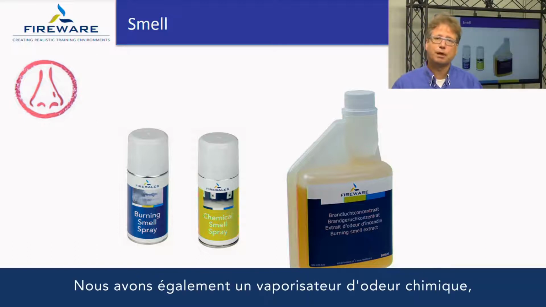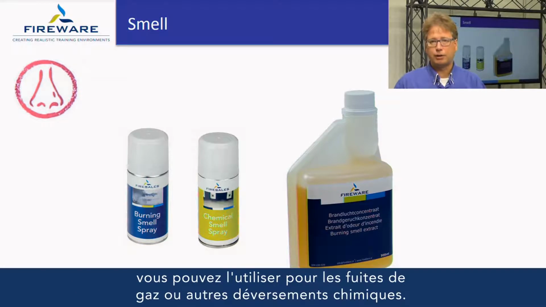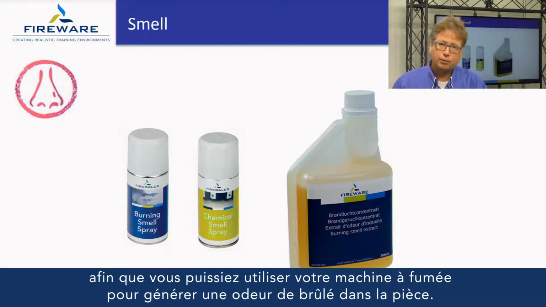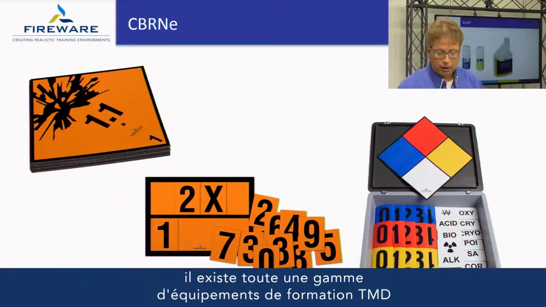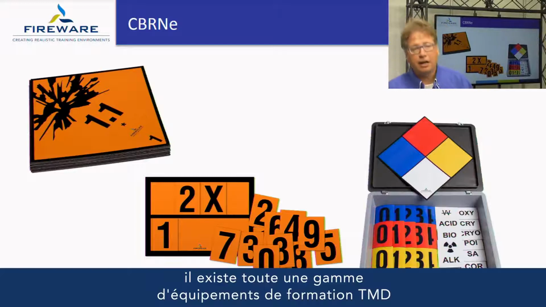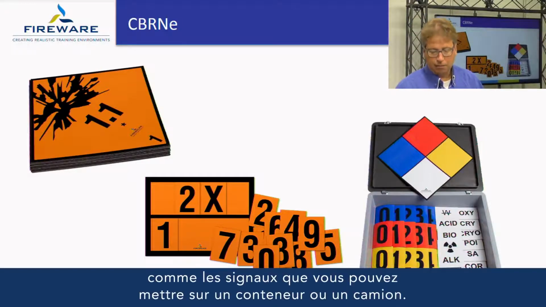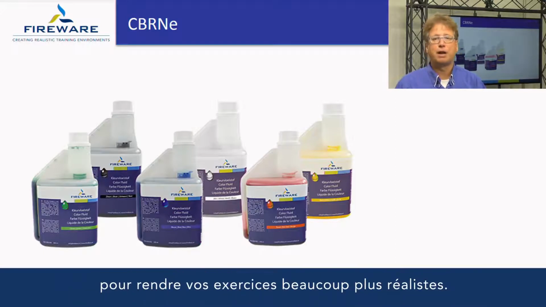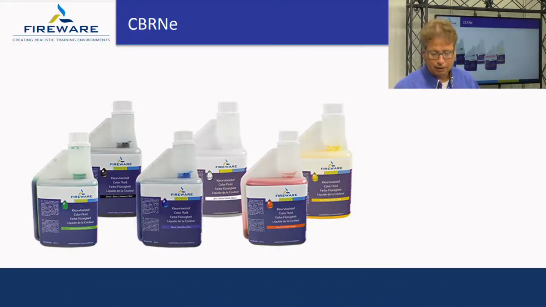We also have a chemical smell spray. You can use that for gas leaks or other chemical spills. And we have a concentrate that you can add to your smoke fluid so that you can use your smoke machine to bring a burning smell into the room. There is a whole range of CBRE training equipment, like the signals that you can put on a container, on a drum, or color liquids that you can use to give water the color of a specific chemical to make your drills much more realistic.